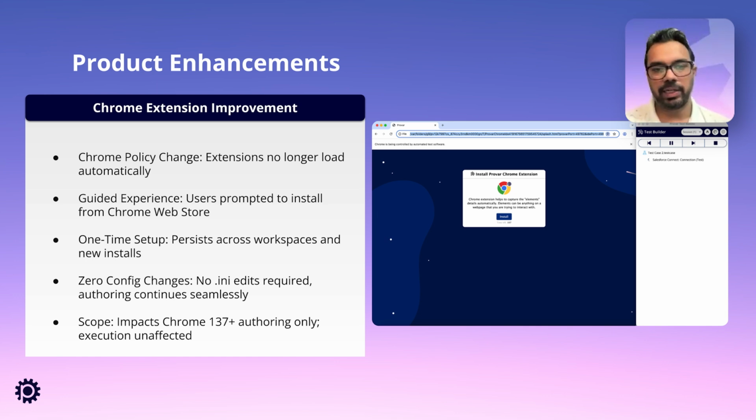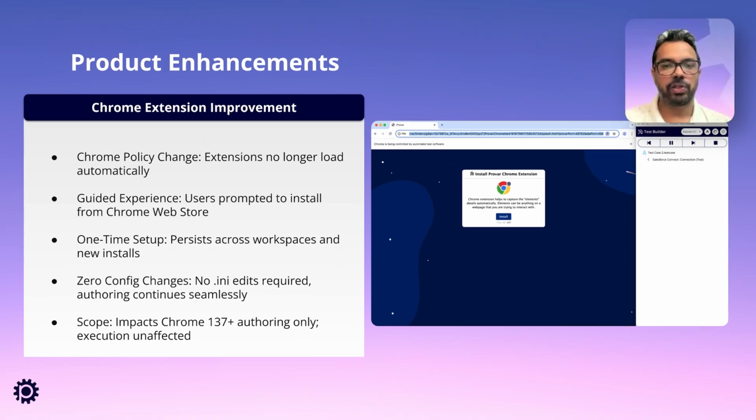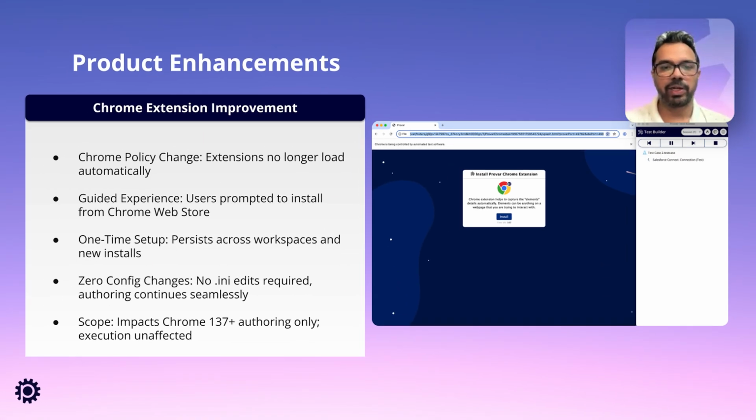So what has Provar done to handle that? Provar has improved the user experience around it. When you launch the browser and there is no extension, on the right-side screenshot you will see a pop-up message that asks you to load the extension, with an install button right on the screen. By clicking on this, you will be navigated to the Chrome store where you have an option to install the Provar Test Builder extension. Once you install it, it is set up. It is just a one-time setup. Once it is installed, it works across the workspace and across new installs as well.